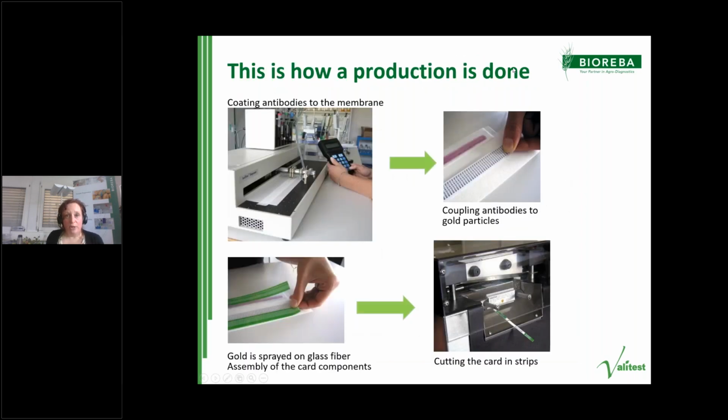So how is production done? To show you, here we produce in card format. Here you see a membrane attached to the backing card, and we apply the antibodies. Here you see the glass fiber where the colloidal gold was sprayed to. And finally, we assemble all components of the card. And last but not least, they are cut into strips.